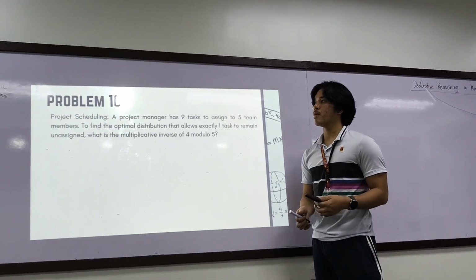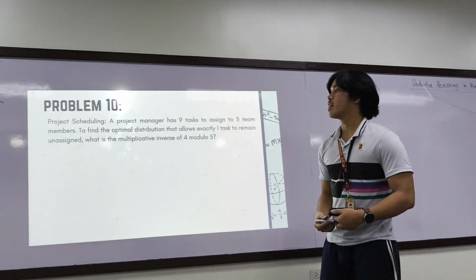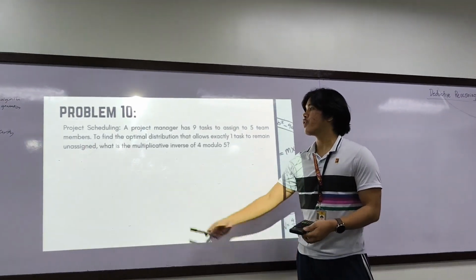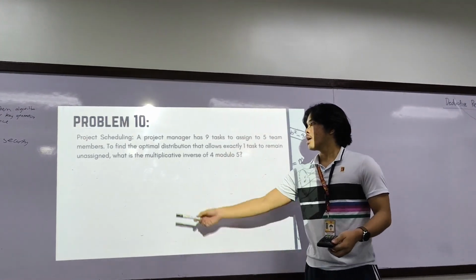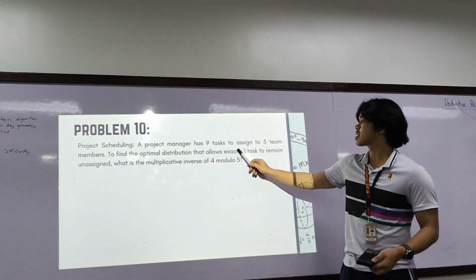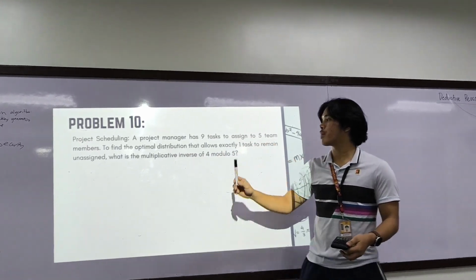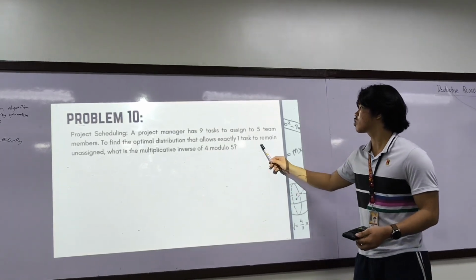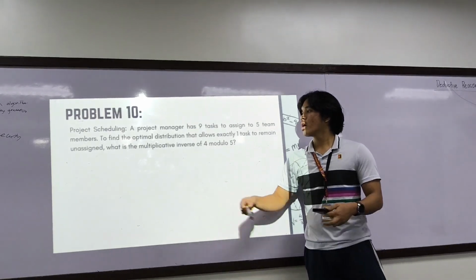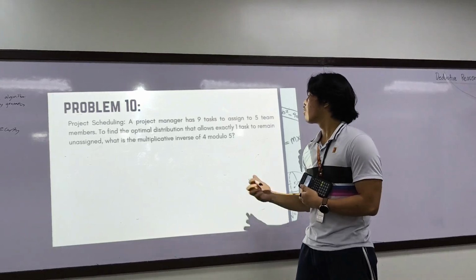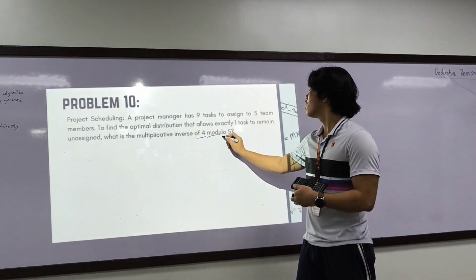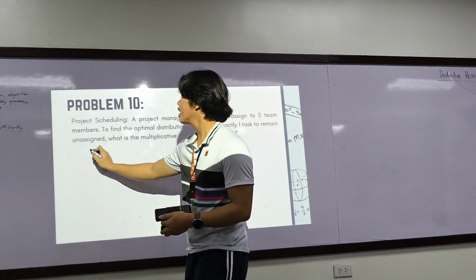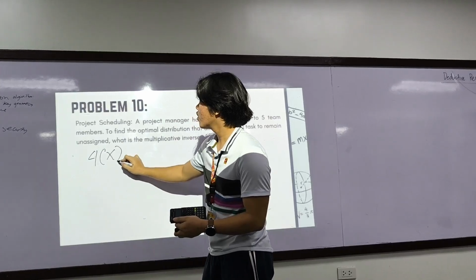So for the last problem, problem number 10, we have project scheduling. A project manager has 9 tasks to assign to 5 team members. To find the optimal distribution that allows exactly 1 task to remain unassigned, what is the multiplicative inverse of 4 modulo 5? So we're finding the value of x.